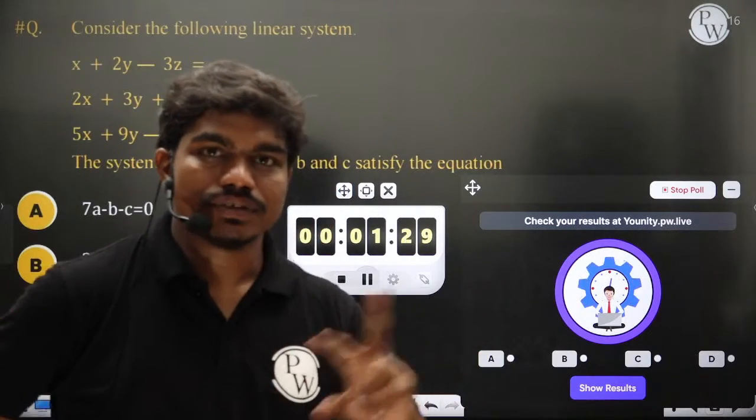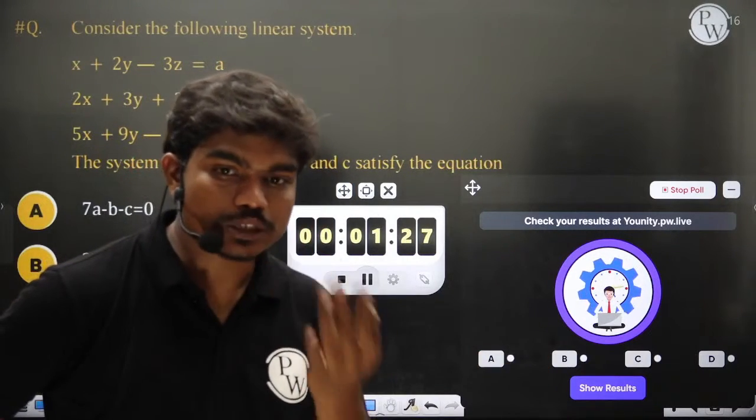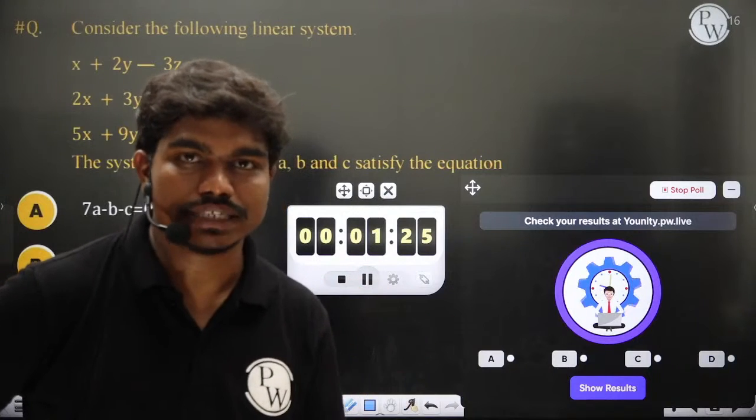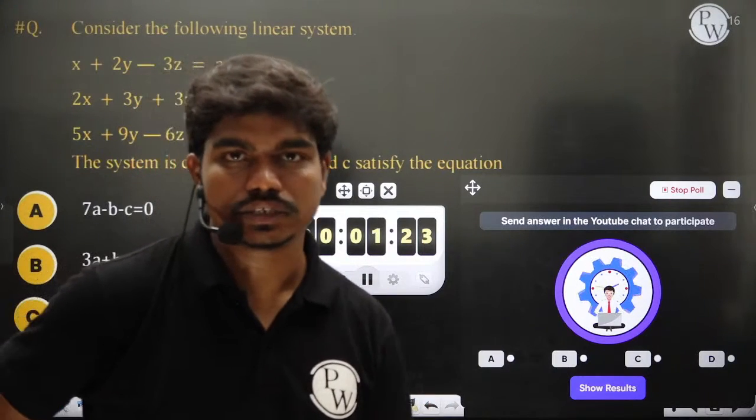Minor is something different from determinants. So please take care of this. Minors you can write even for a non-square matrix, but a determinant you cannot calculate for a non-square matrix.